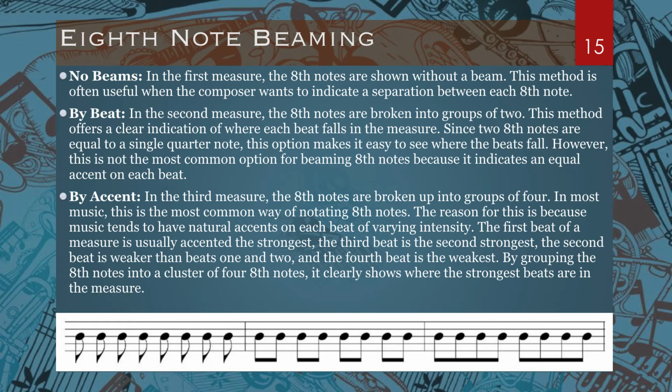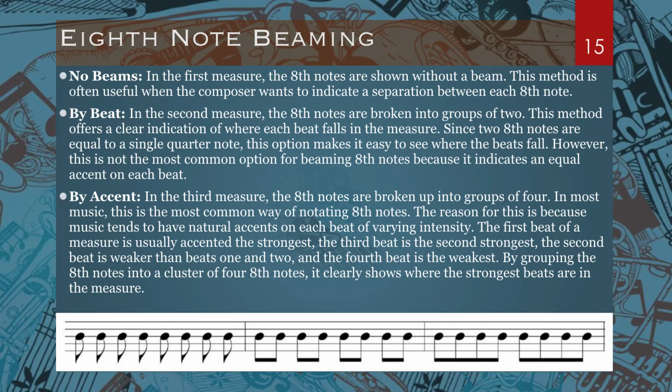You can beam eighth notes a couple different ways. We basically either use beams or flags. If you use a flag, that's how you identify an eighth note all by itself when it's not connected to another eighth note. When you use a beam, as you see in the second measure, that can be useful to help show where the beat falls.